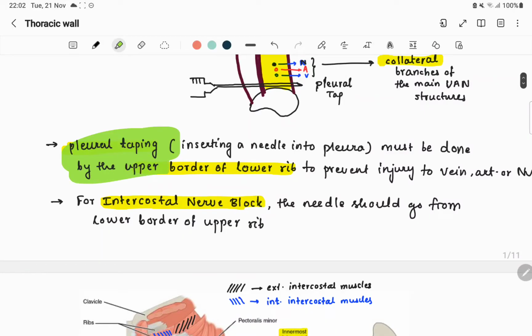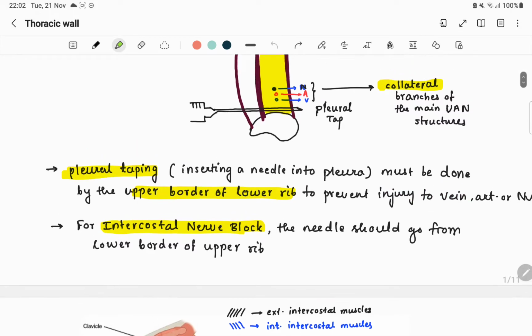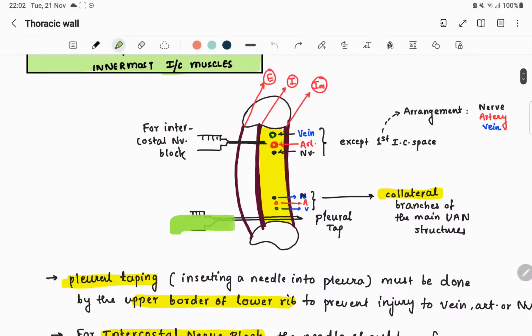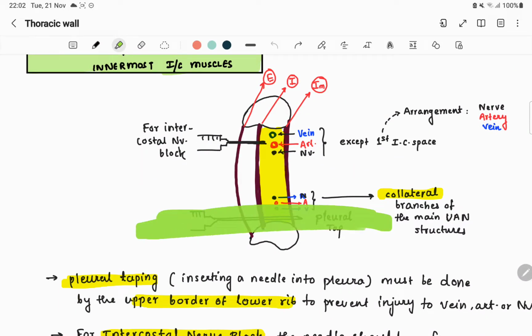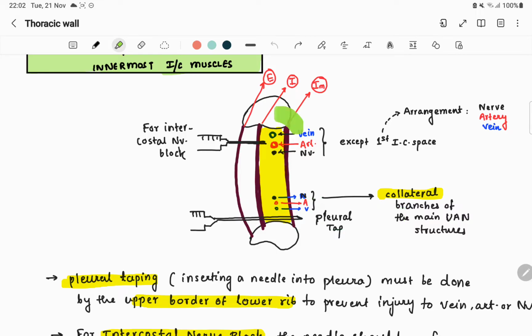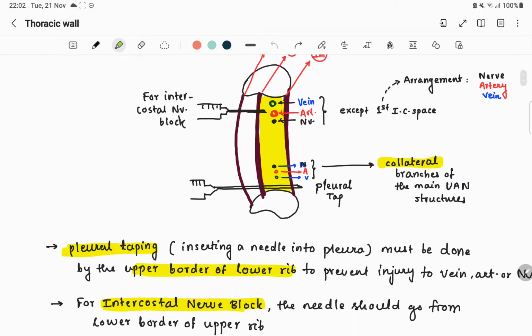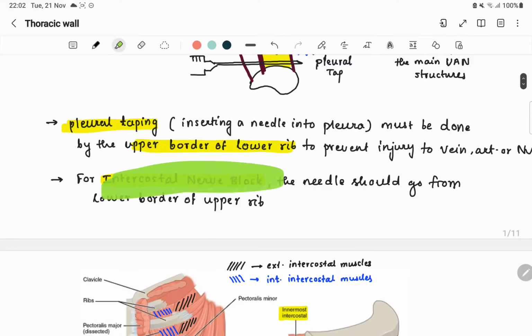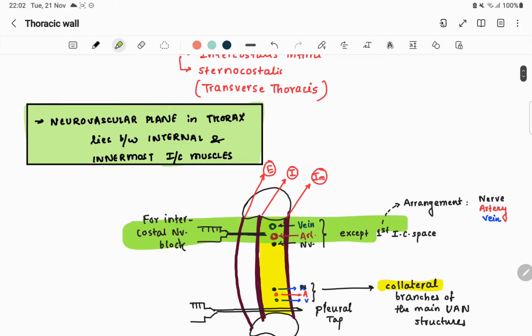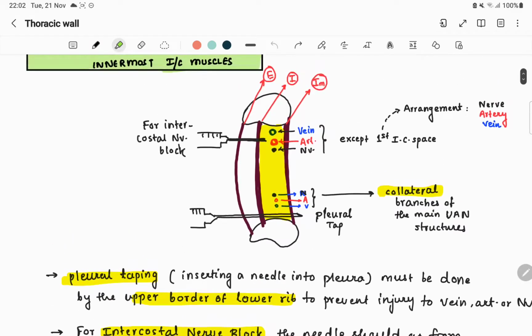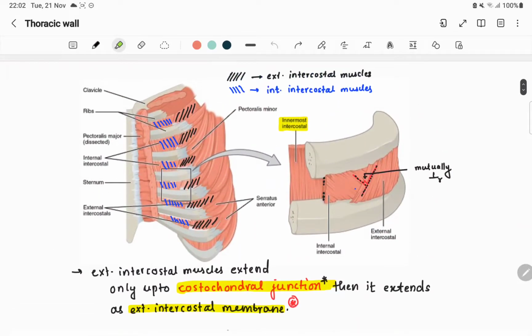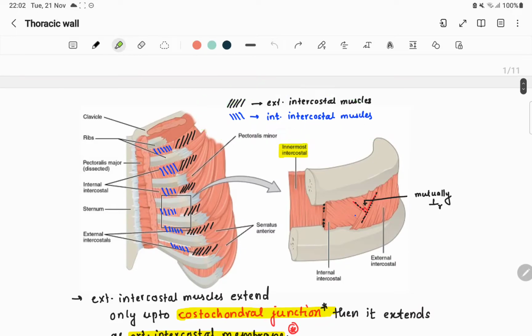If we have to do the pleural tapping, it must be done in the upper border of the lower rib to prevent injury to vein, artery, or nerve. Here we have to do the pleural tapping. This is the site for your pleural tapping, so as to prevent any injury to these parts. And for intercostal nerve block, the needle should go from the lower border of the upper rib, because here we have the intercostal nerve, artery, and vein. Understood?